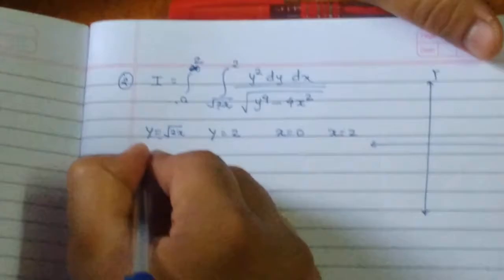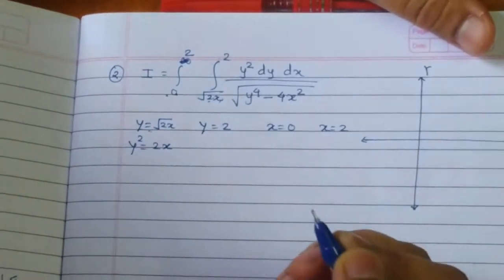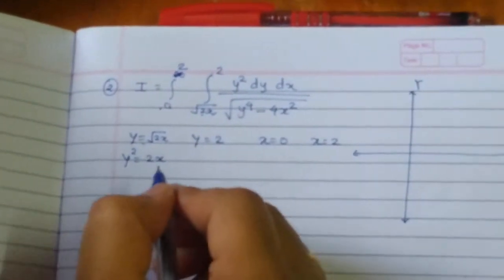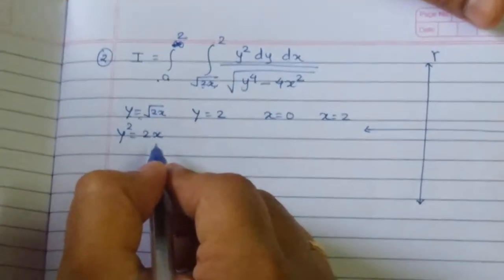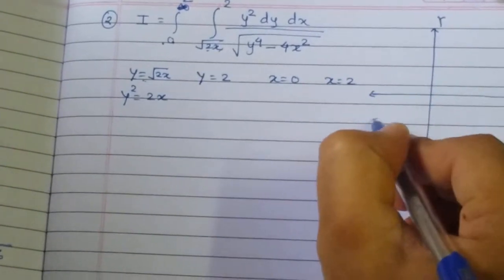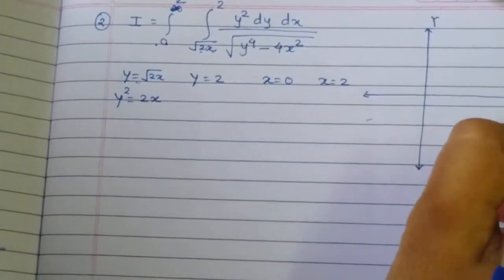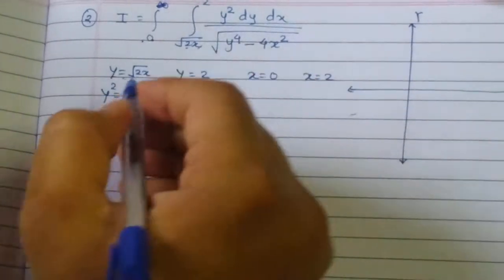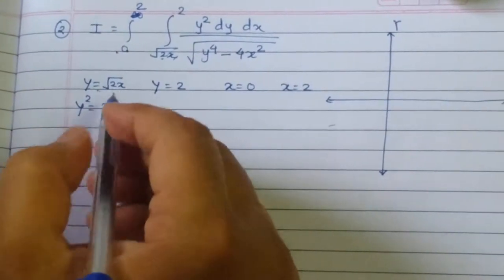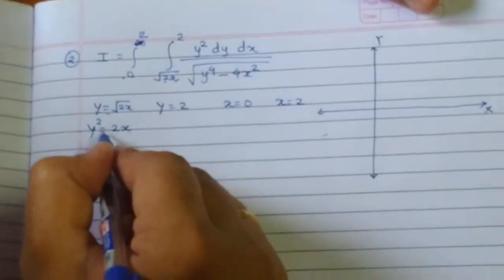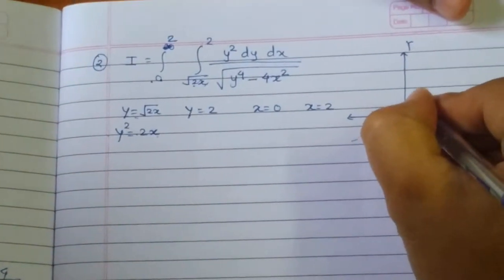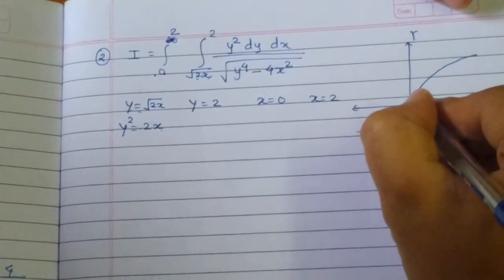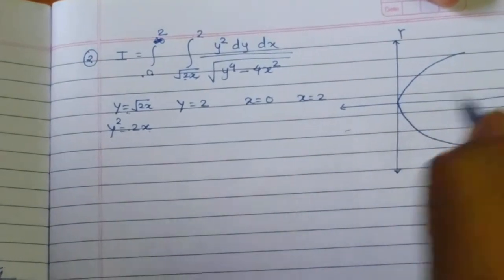Squaring on both sides, I am getting y square is equal to 2x. So of course this is a parabola. As y square is present, it's symmetric about the x-axis, and the only question is whether it opens to the positive x-axis or to the negative x-axis. As y square is equal to 2x is given, with a plus sign, it opens towards the positive x-axis. So my parabola is like this.